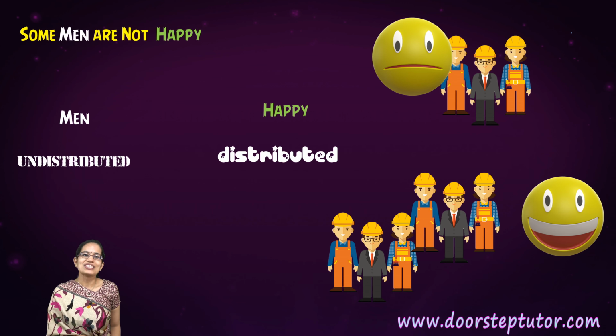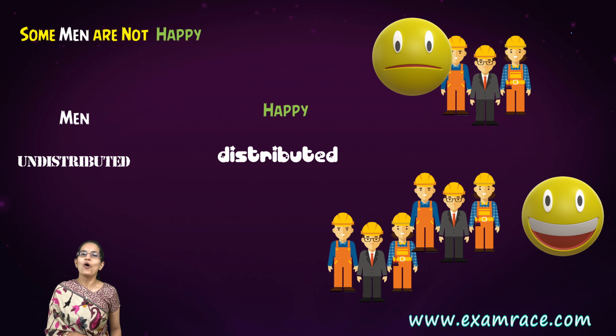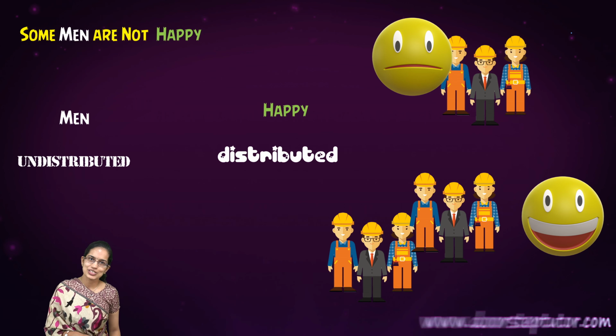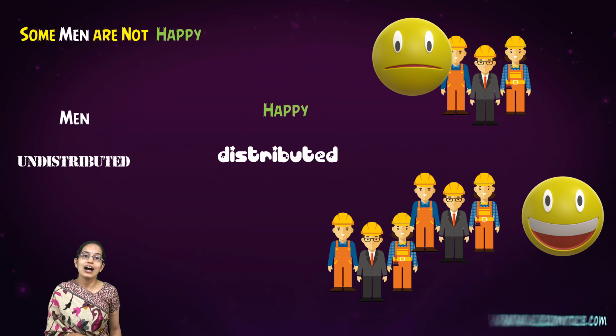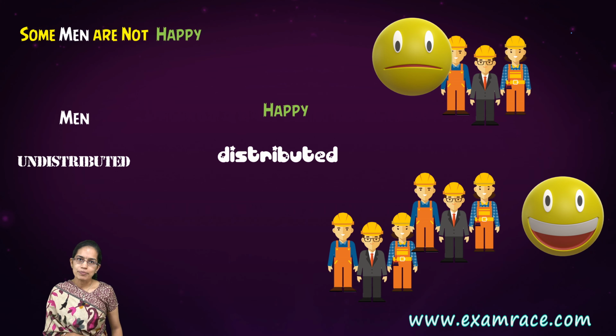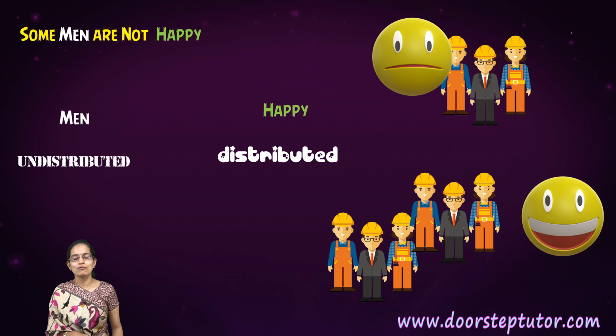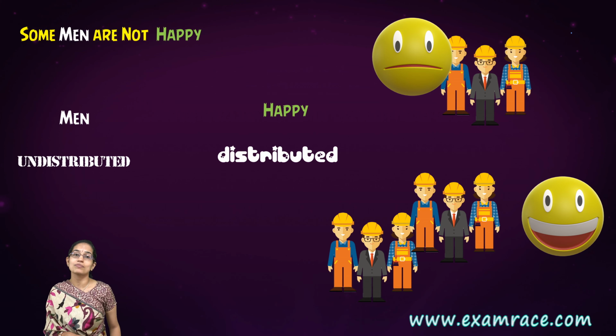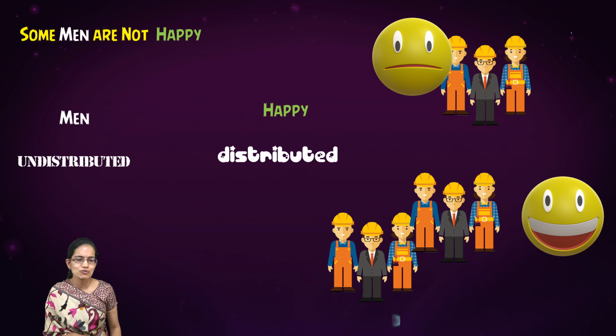So this was a very interesting understanding of the distributed and the undistributed terms in your A, E, I and O propositions in the square of opposition. A very interesting concept and a very common doubt that most of the students have.